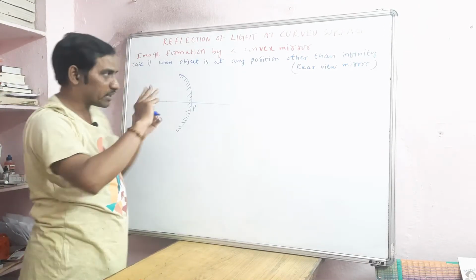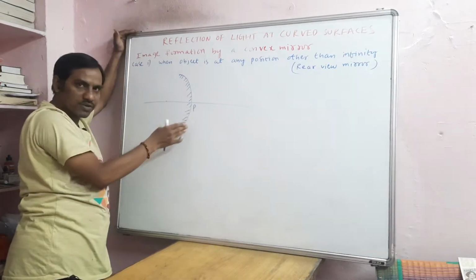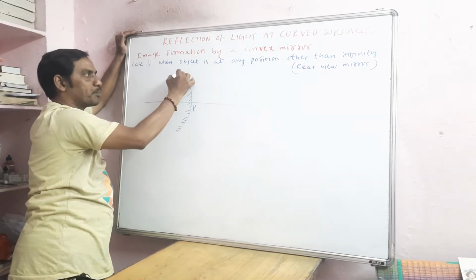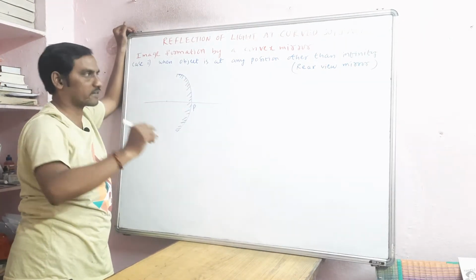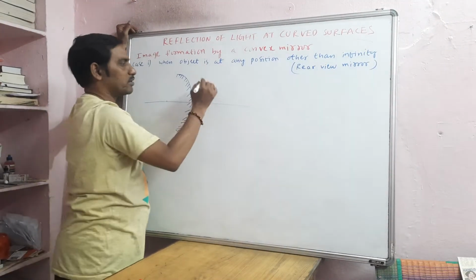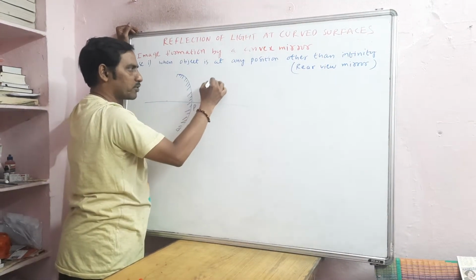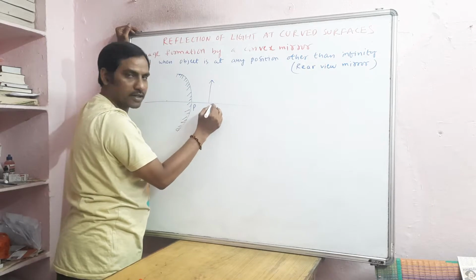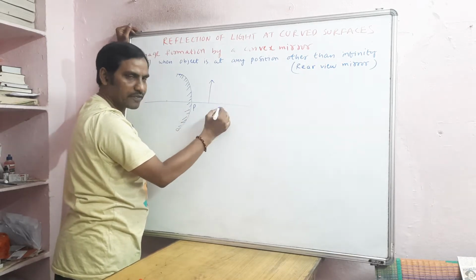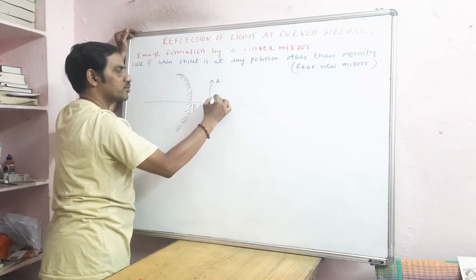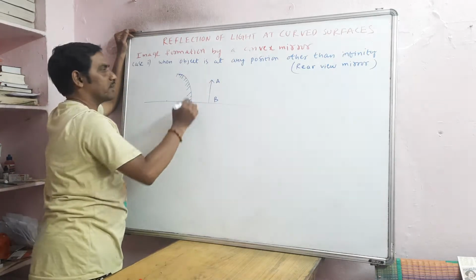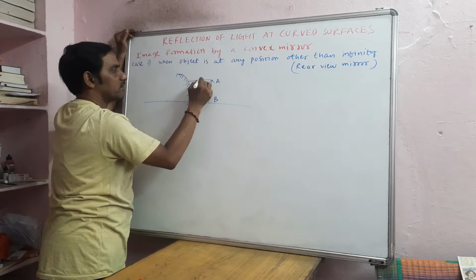That mirror, if you touch it like this, it bulges outward, right? So this is a convex mirror. Painting is done on the inner side and the light reflection takes place on the outer side. Now, for example, the object is somewhere here. You need not say whether the position is at F, at C, between F and C, or beyond C. Simply write: at any position other than infinity. Now the light ray will come like this.